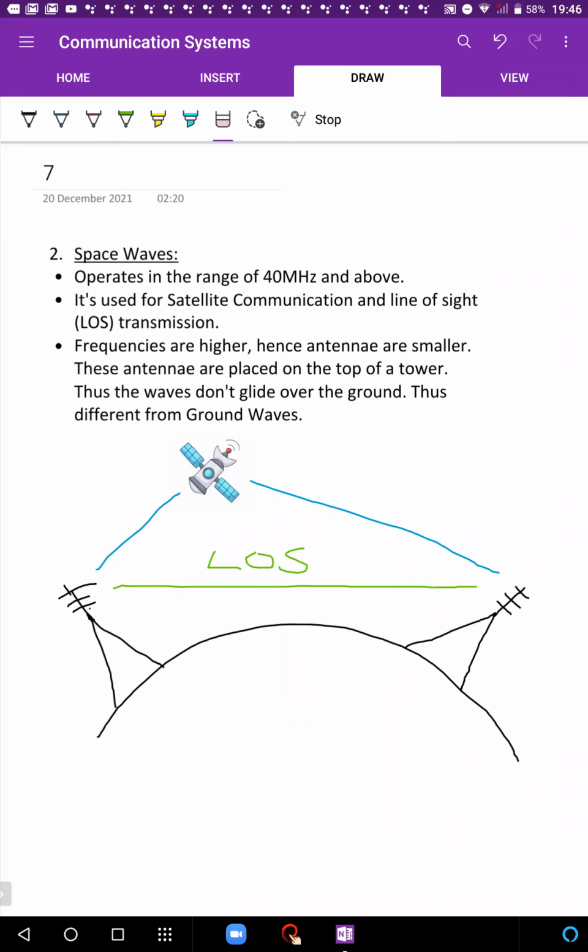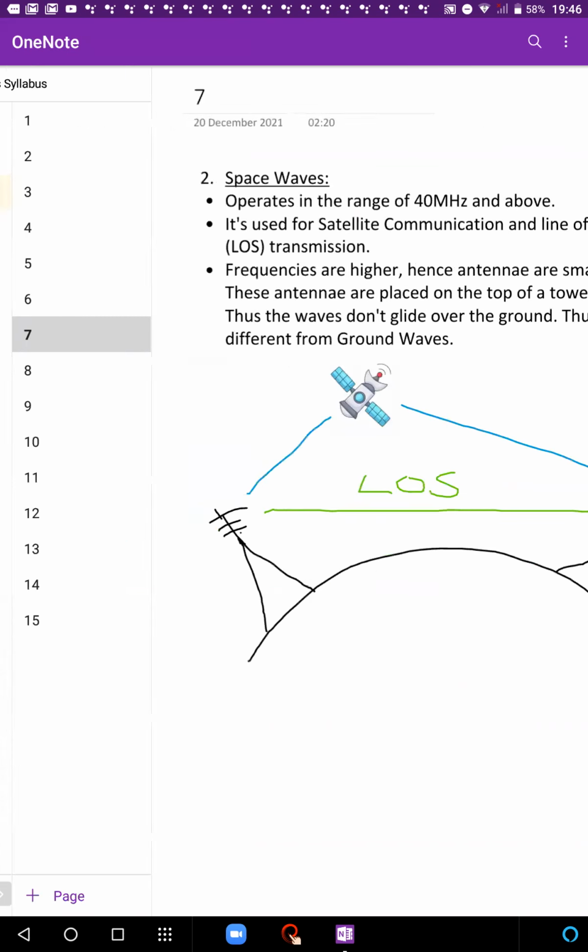Okay, they go direct. I mean, they're above the ground, sufficiently above the ground. Hence, they're called as space waves, and they also communicate with space satellites. Okay, so because they communicate with satellites as well, hence the name space waves.